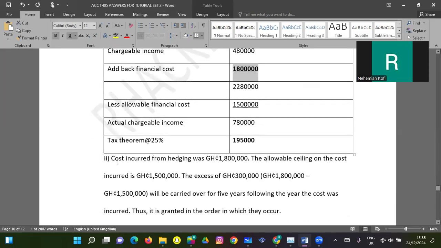And then now the cost incurred from hedging was 1.8 million. The allowable cost incurred is what?